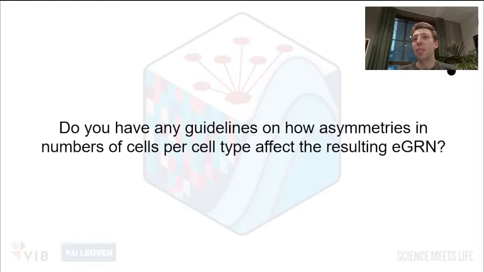Whether we have any guidelines on how asymmetries in number of cells per cell type affect the resulting eGRN? Yeah, this is a good question. We don't really have guidelines on this, and we also didn't really test this before, but of course you need enough cells per cell type, for example, to call confident pseudobulk peaks. But we didn't really assess the actual number, so I cannot say what the smallest amount is.